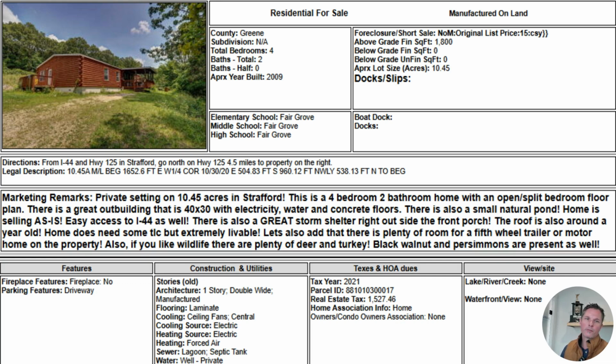Also, if you read in the marketing remarks, we have a 30 by 40 outbuilding on the property, so that definitely helps. One other thing is, a lot of times when I see a home selling as is, that could indicate maybe there's some deferred maintenance that we might want to consider. So I would start cycling through all the photos, call the agent, see if there's anything I can't tell what's going on there, and hopefully we can make some good judgment calls as to the overall condition of the property. So those are some of the dominant features of this one.